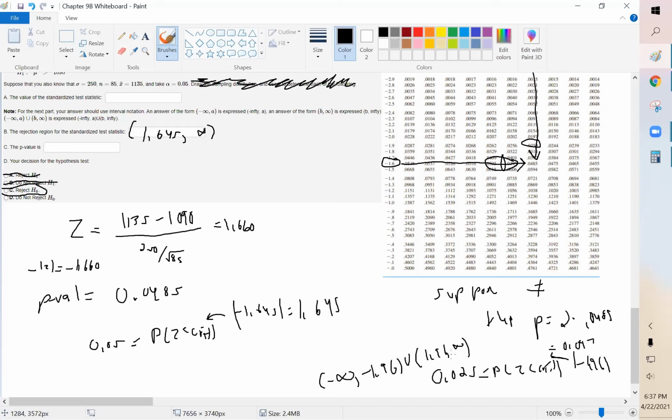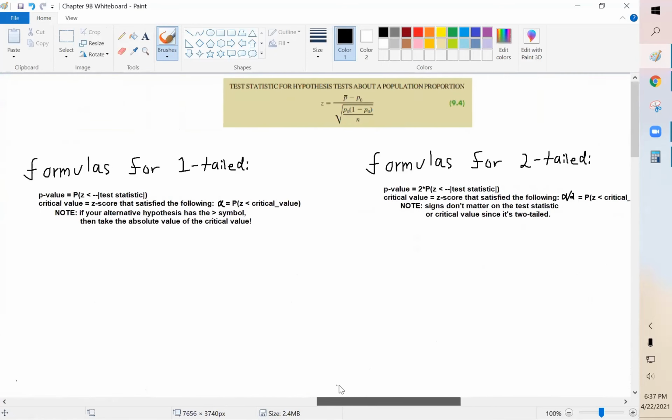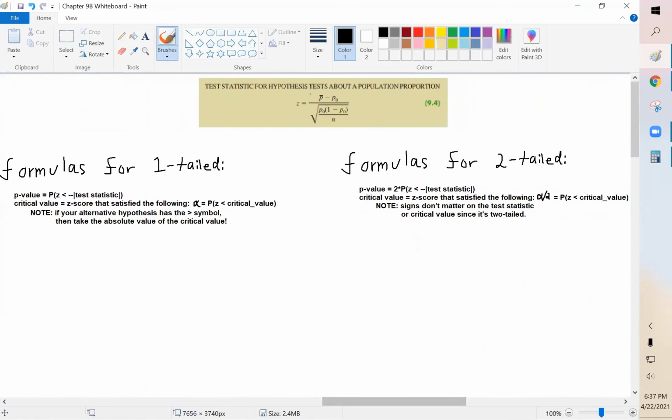Are there any questions about hypothesis tests for one sample standard deviation known? Okay, we're going to skip the standard deviation unknown for a moment. We're going to go to proportions. So here are our formulas for proportions. Test statistic is our p-hat minus the p-naught. Again, p-naught comes from the null hypothesis. And you'll recall that square root denominator, you've seen that before.